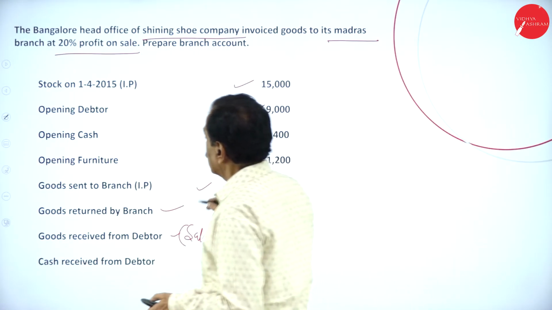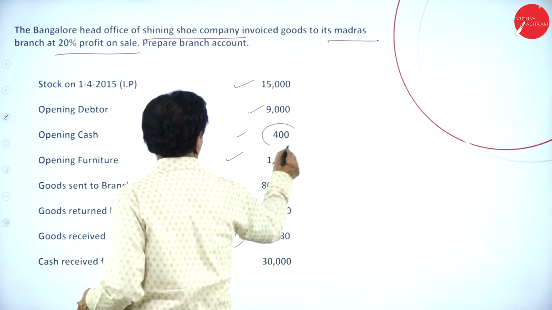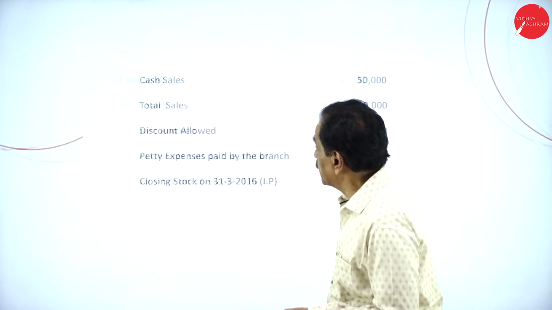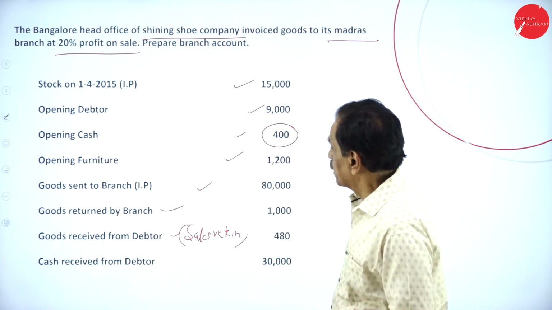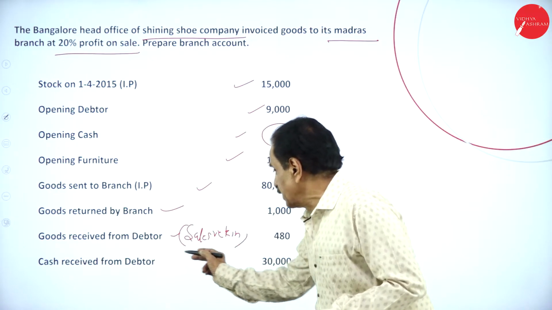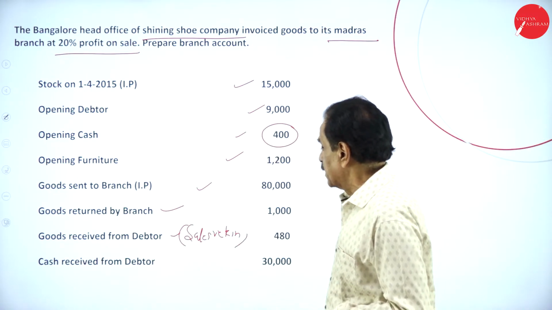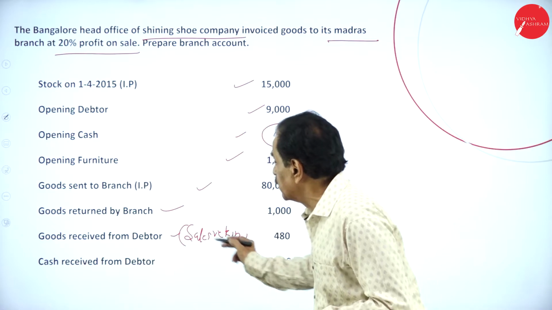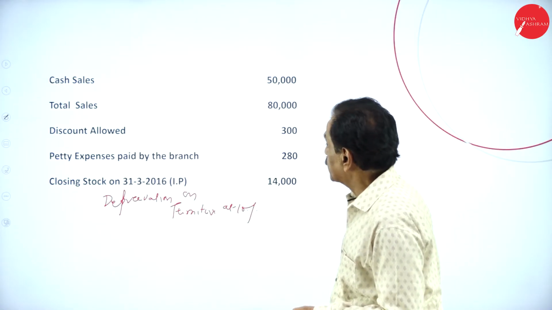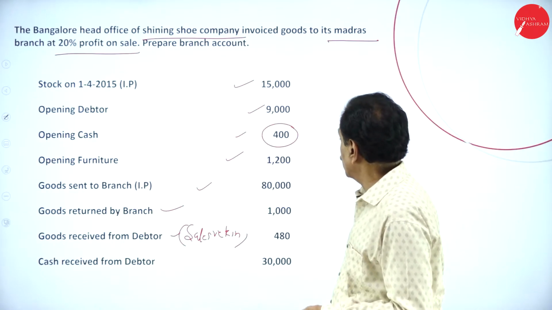Regarding the closing petty cash, come back here. What's your opening cash? 400 is there. Okay. Then how much receipt from the debtor? See that? Cash sale. Your opening cash is 400. Goods sent to branch, goods returned by the branch, cash receipt from the debtor. Cash sale, total discount. Petty expense by the branch is 280.